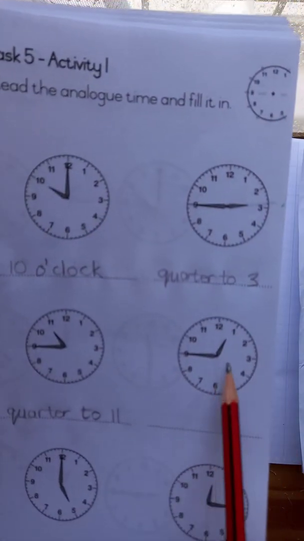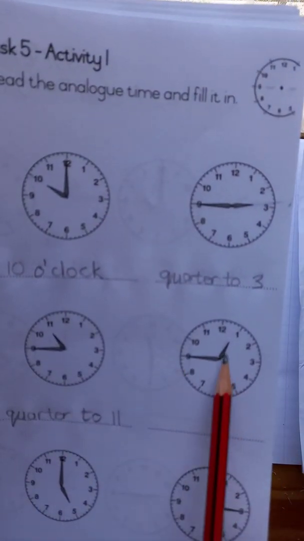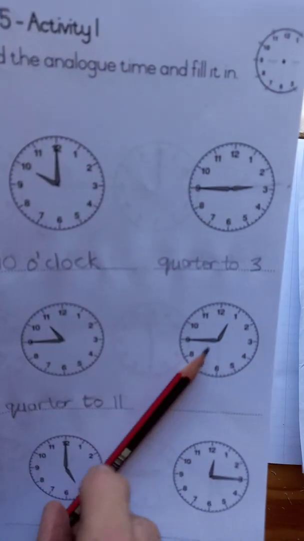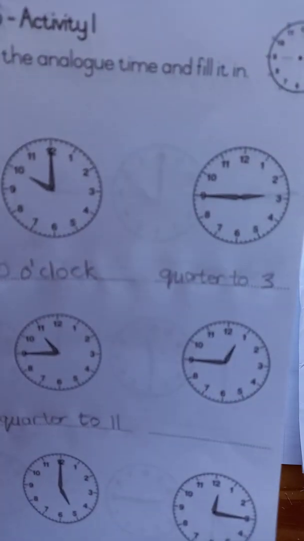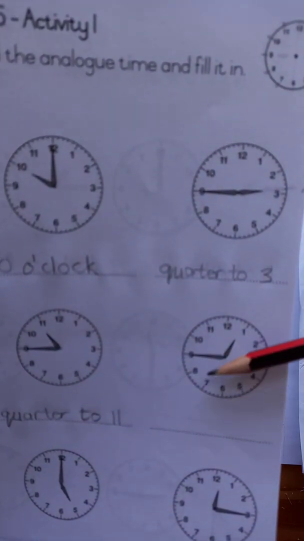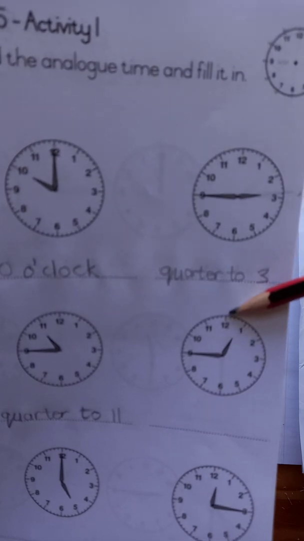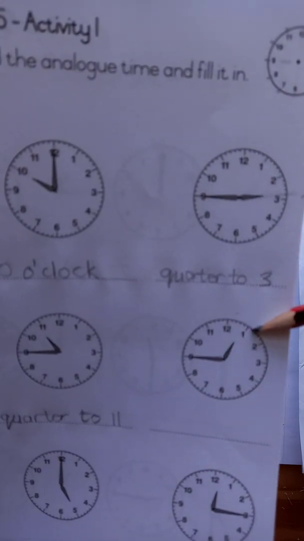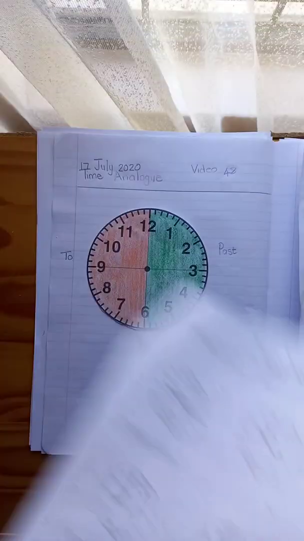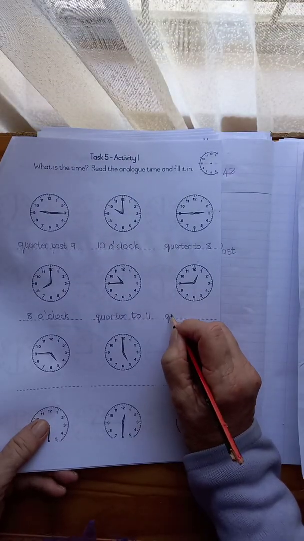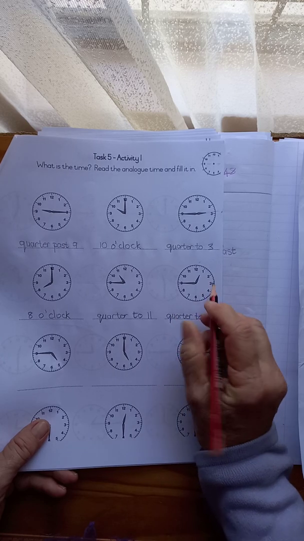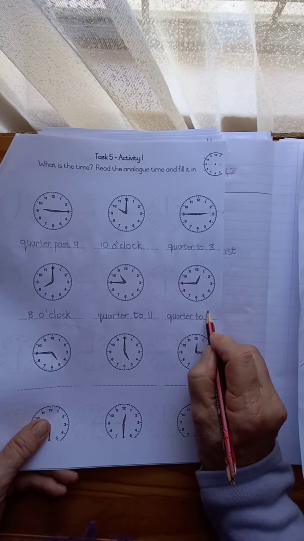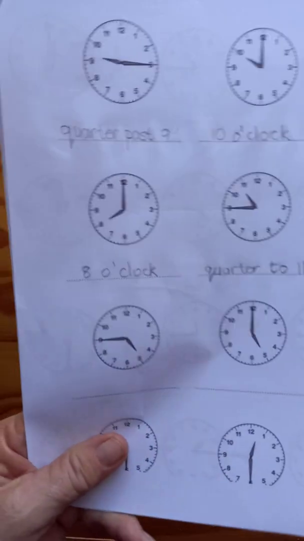There also, the long one is on the 9. And the short one is on its way to 1 o'clock. But it's not 1 o'clock yet. It's not 12 o'clock anymore. So it's on its way to 1 o'clock, quarter to what? 1. Right, there's another quarter to.